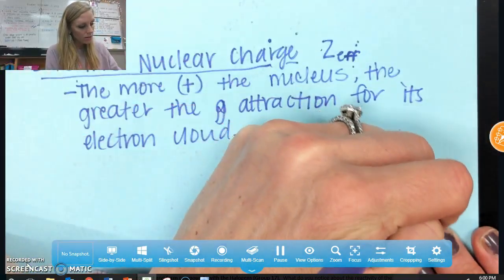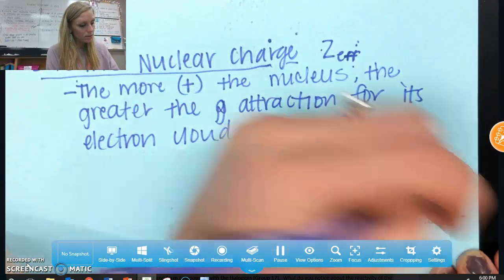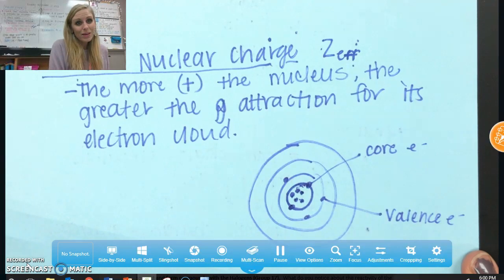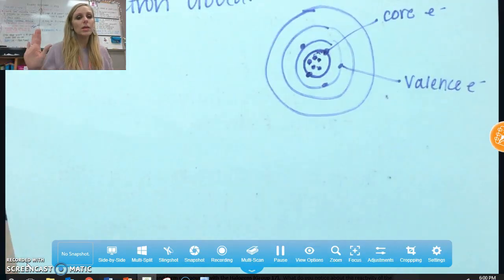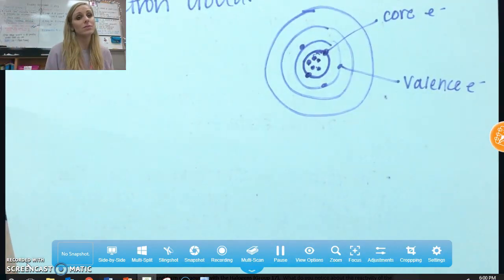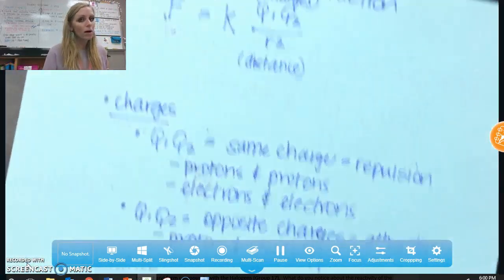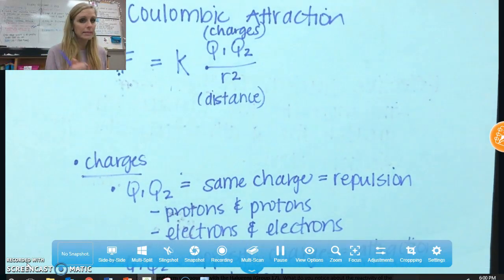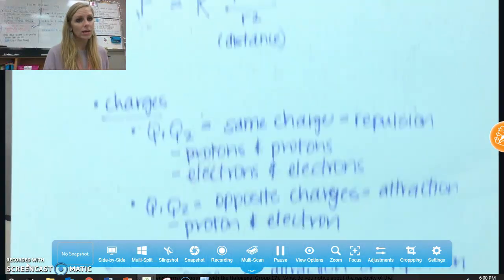Okay, so you already know the term valence electrons. Your core electrons are all your other electrons. And those, remember, because they're the same charge, they repel those valence electrons. So you have a lot of stuff going on with nuclear charge and these core electrons. But remember, it all boils down to Coulombic attraction. That is a great way to just summarize everything when you're trying to give a reason.